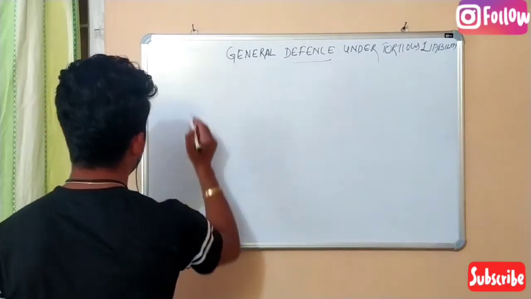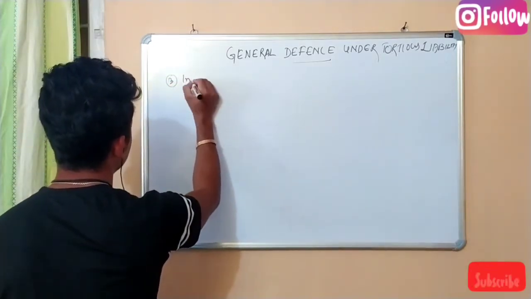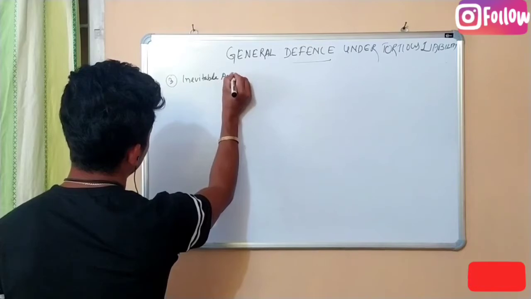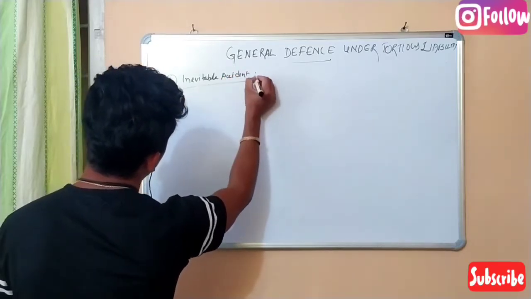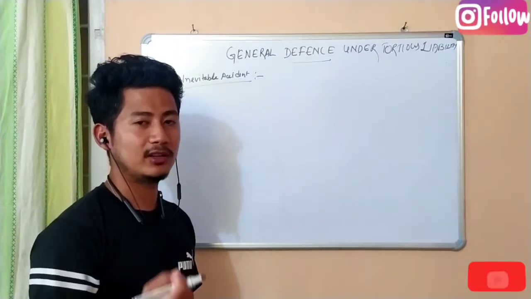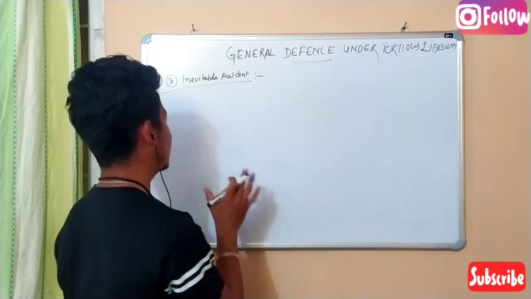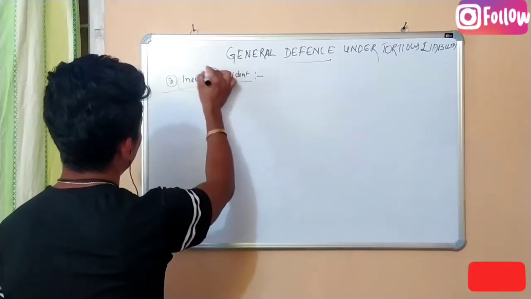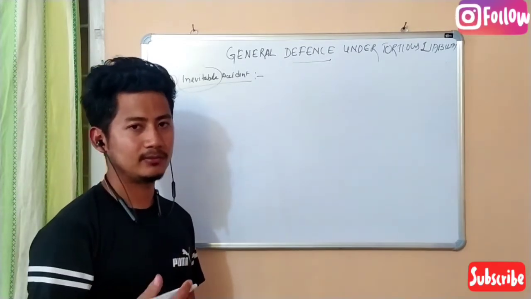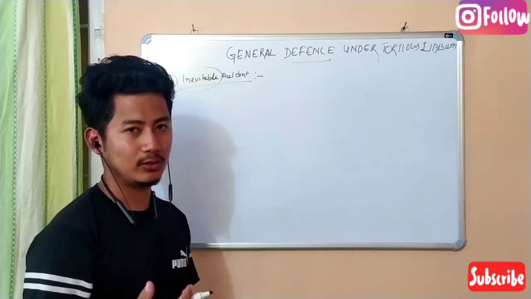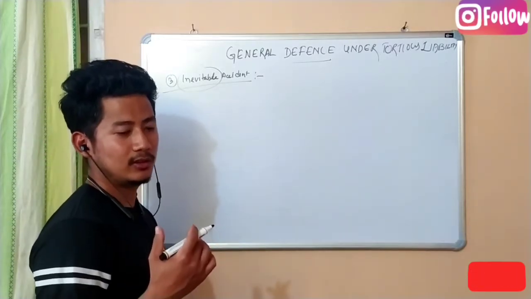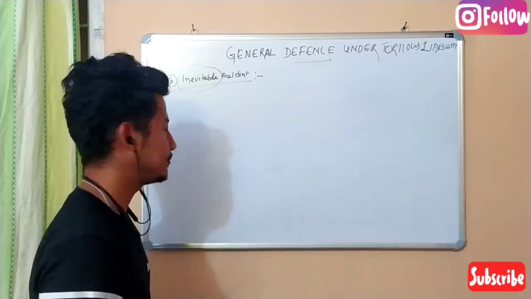Now, another general defense, number 3, is inevitable accident. Accident is always an uncertain act that you cannot anticipate. It is an unfortunate and uncertain act. So what does inevitable mean? Inevitable means an accident which you cannot by any means restrain from happening. By taking all reasonable means, you cannot prevent it from happening. That's what it means.